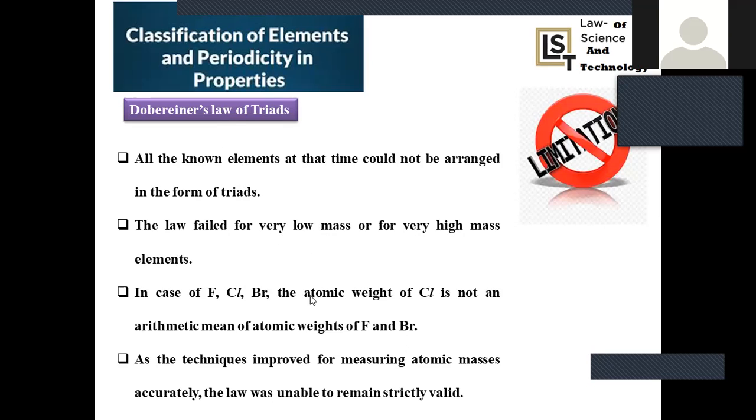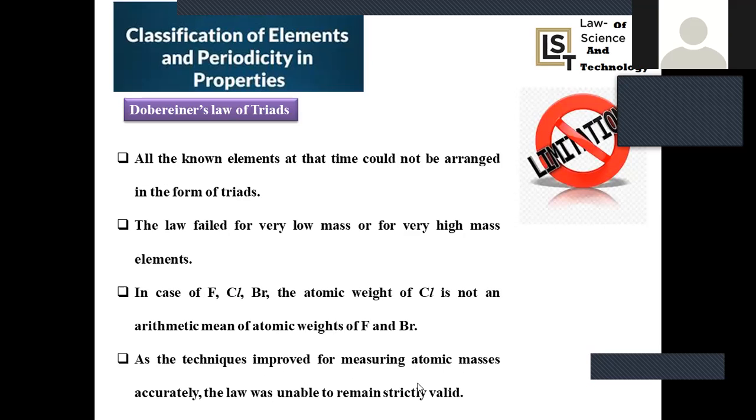In the case of fluorine, chlorine, bromine, the atomic weight of chlorine is not exactly the arithmetic mean of the other two, but all these are placed in the same group in the modern periodic table. Fluorine, chlorine, bromine all belong to the same group. But in accordance with Dobereiner, if you take the mean of fluorine and bromine, you can't get the exact mean for the central chlorine. So this is not applicable for this kind of triad system. Being placed in the same group, you can't explain them based on this triad system.